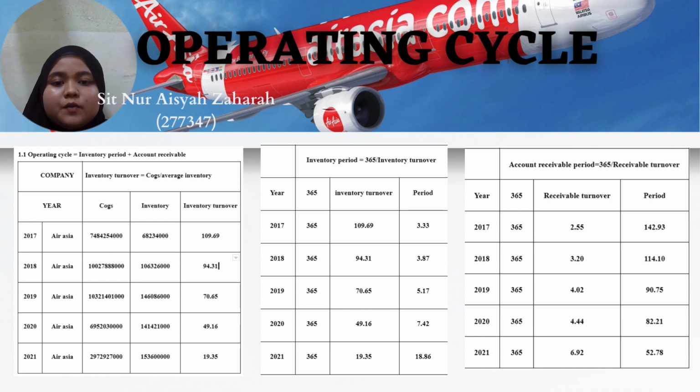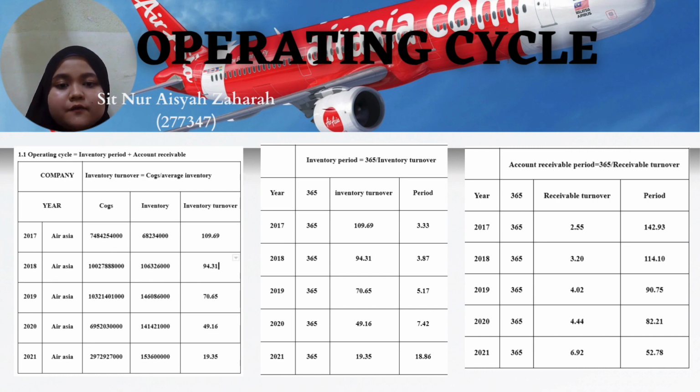And then we move to the next part, which is inventory period. So operating cycle, we need to find with the inventory period and also account receivable period. For the inventory period, we need to find it through 365 divided by the inventory turnover. So we just got the inventory turnover just now.